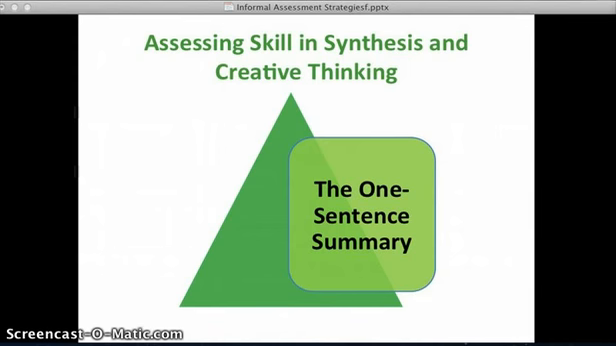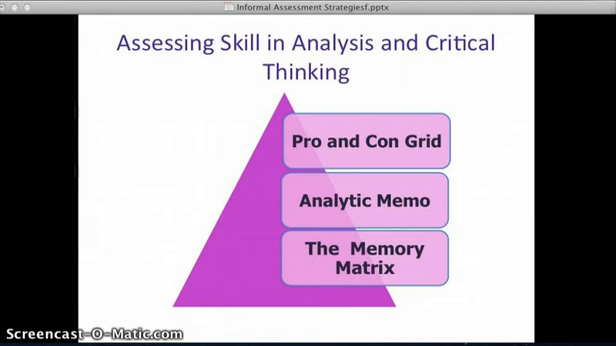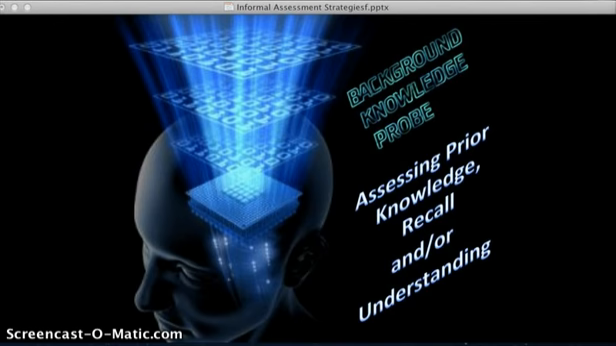For assessing skill in application and performance, I can choose any one of these: directed paraphrasing, application card, student-generated test question, or project prospects. And in analysis and critical thinking, the best tools I prefer are the pro and con grid, analytic memo, or the memory matrix. Again, before I start with assessing prior knowledge recall and understanding, the tool is the background knowledge probe.